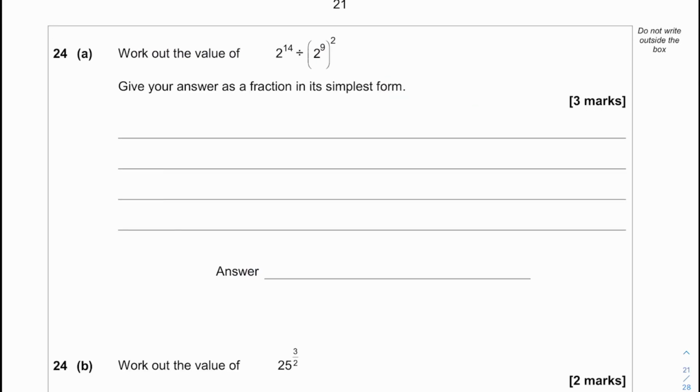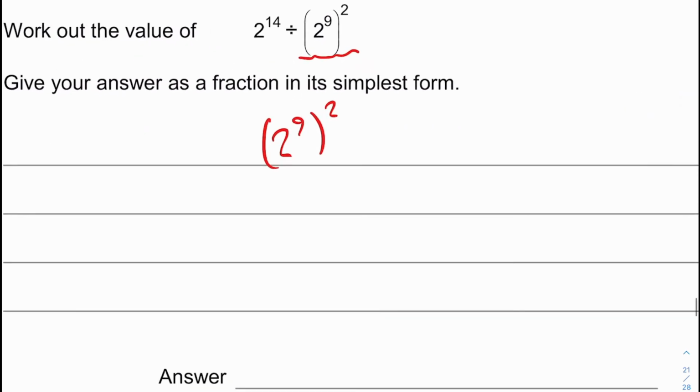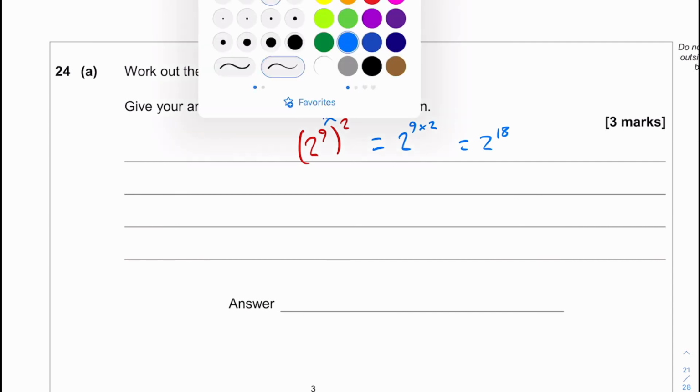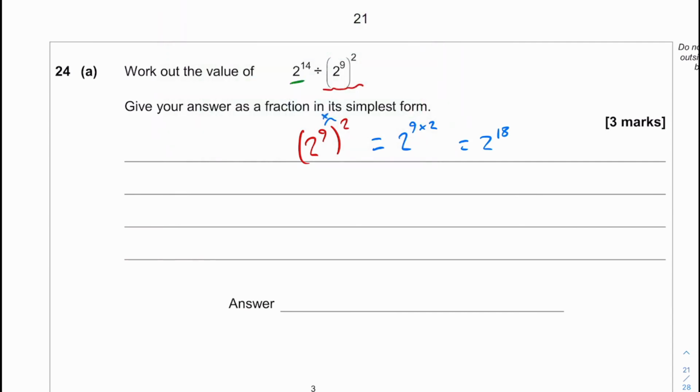Question 24, part A, we need to work out the value of 2 to the power 14 divided by 2 to the power 9 all squared, and we need to give our answer as a fraction in its simplest form. So the first thing to do is to work out this part of the expression here. We've got 2 to the power 9 and then all raised to the power 2. When we have a situation like this, we multiply the two powers. So we get 2 to the power of 9 times 2, which is equal to 2 to the power of 18. Our new expression is now 2 to the power 14 divided by 2 to the power of 18.